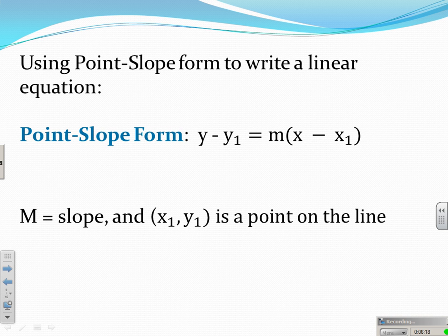Another way of writing linear equations is point-slope form. Again, this is something that you've seen in the past. The form of this one is y minus y1 is equal to m times the quantity x minus x1. So if you are given one point and a slope and you are asked to write an equation, a lot of people like using this method instead.